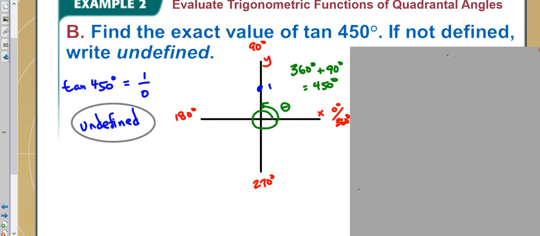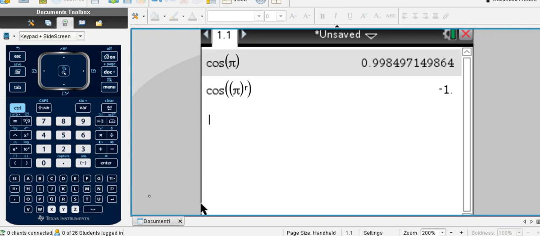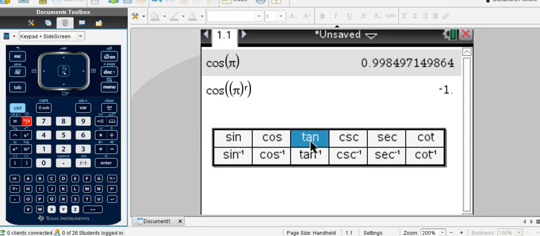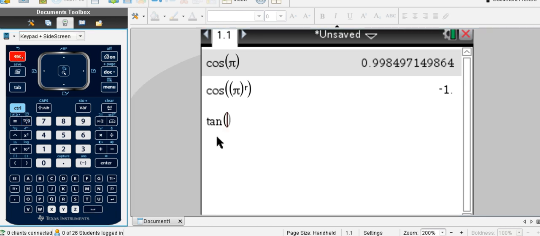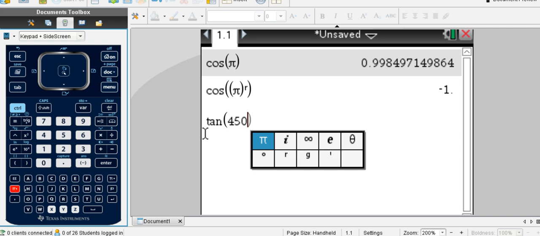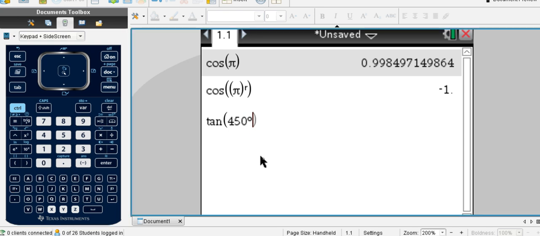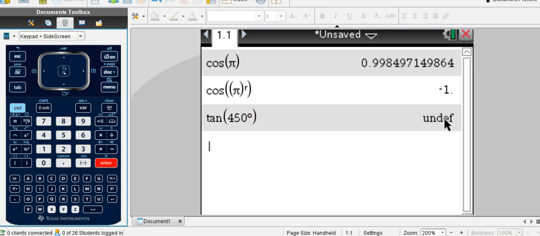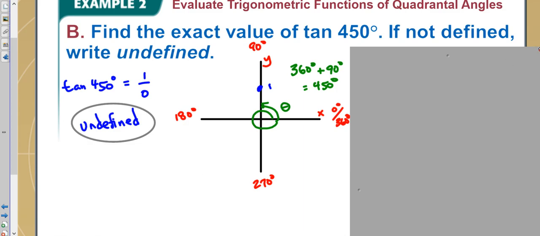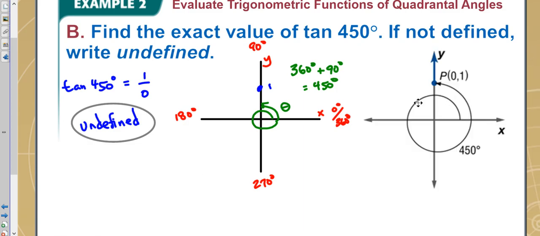Again, if you want to try this in the calculator, we come up here, go to trig, hit tangent, and I type in 450. If you're not sure what mode your calculator's in, just go to the pi button, hit the degree symbol, press enter, and it's going to say undefined. So that's why that's undefined here. Their picture shows you it loops around. Here's the value, it's 0, 1. So it's 1 divided by 0, that's undefined.